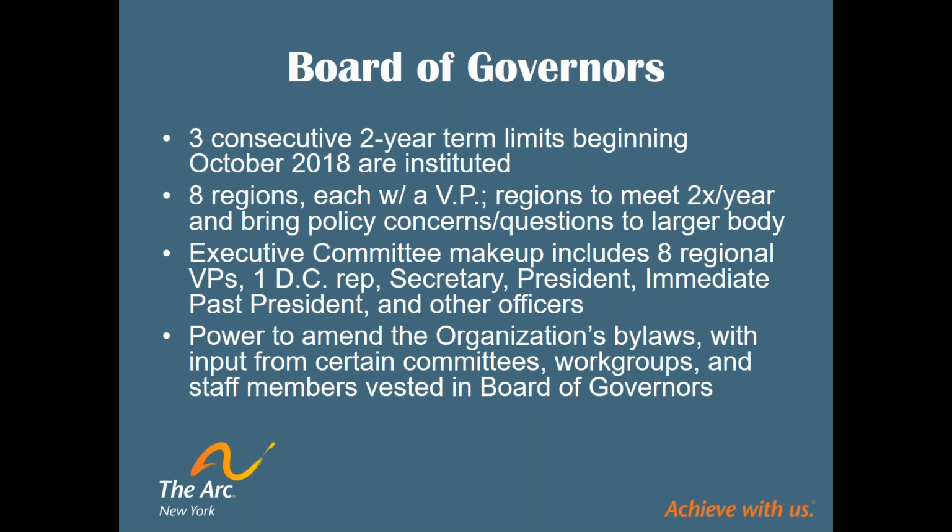Again, as we mentioned before, the regions, there are 8 of them. Each one of them gets a vice president. The idea behind the regions was that they would meet twice a year, hopefully organized by your regional vice president. If you have concerns as a board member, certainly you can contact any of us as well, but your regional vice president can also be a good person to go to for questions. If you want to organize something as a region or have an issue that's particular to your region, feel free to reach out to your regional vice president. They can bring those issues back to us, or deal with it on their own. That's up to them.